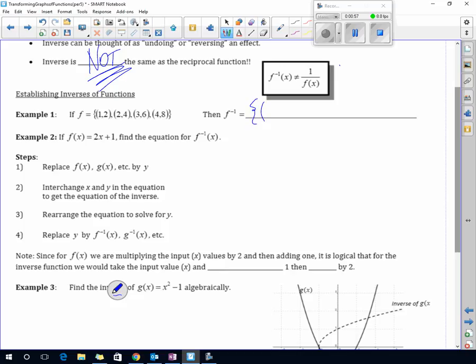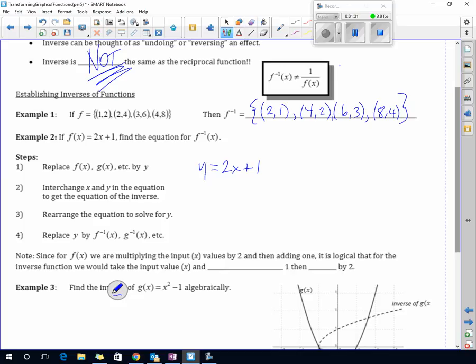Another way to show an inverse is if I give an equation, for instance, example number 2. If f of x is 2x plus 1, find the equation for the inverse. So what you have to do is replace f of x, or g of x, or whatever the function is called, with y. Sometimes this step is omitted, because in the next step you're switching the x and the y around, exactly what you do for the inverse. So then it becomes x equals 2y plus 1. So you can see why you might skip that first step.